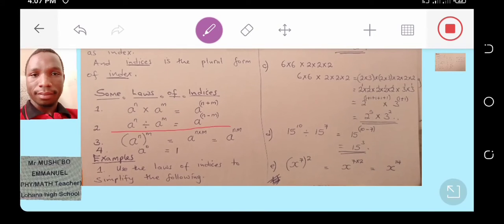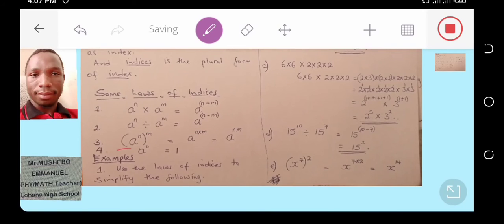Then the second law, it is during division. When we divide indices whose bases are the same, we just subtract the powers. For example, a to power n divided by a to power m is equal to a raised to power n minus m, the power of the numerator minus the power of the denominator. That's the second law of indices.